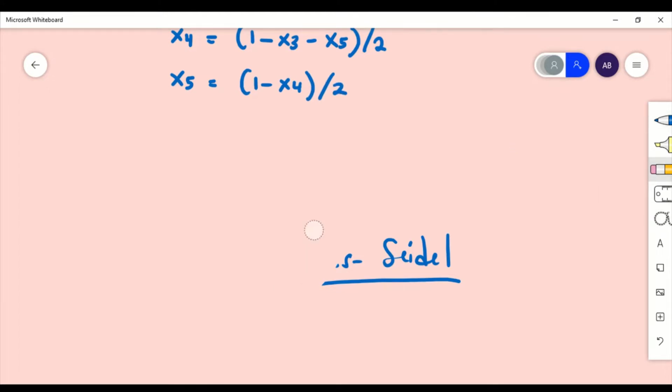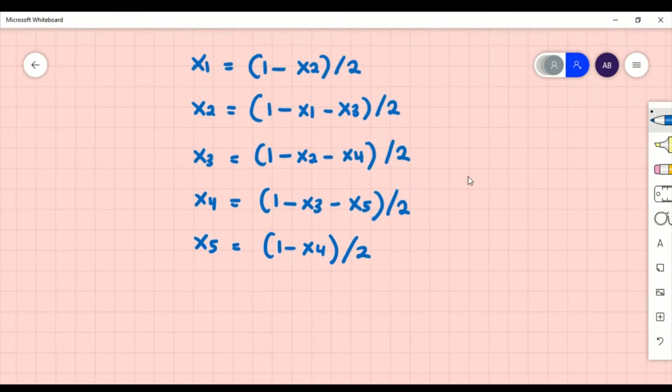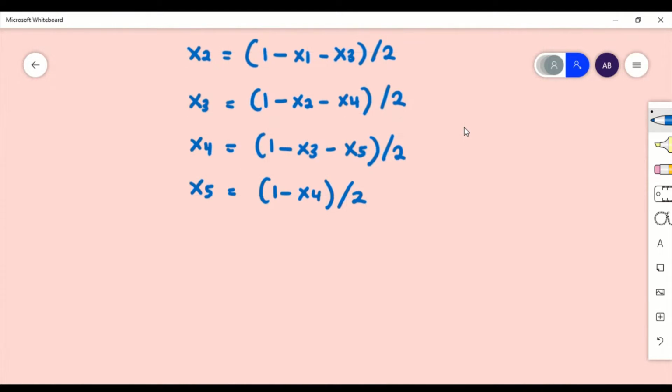You don't have to look into that further. That's the first step: you rearrange the equations in the form of x1, x2, x3, x4, x5. Now, to start this iteration, you need an initial estimate.